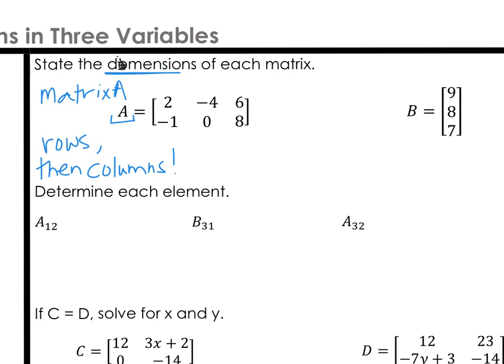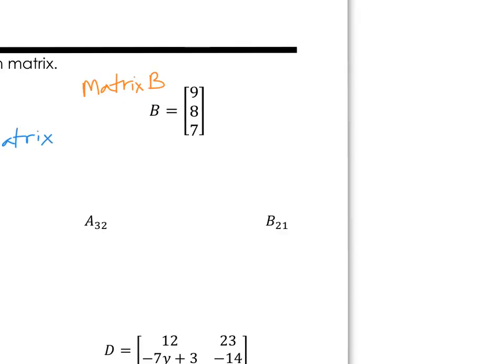If we look at matrix A, there's 1, 2 rows. So we start with a 2. And then as we think vertical for columns, if you take a look at matrix A, again, there are 1, 2, 3 columns. That makes matrix A a 2 by 3 matrix. Again, we always do rows first, columns second, to define the dimensions of a given matrix.